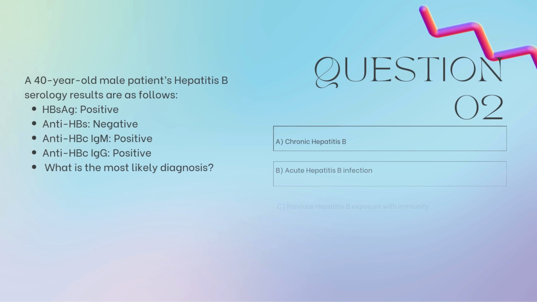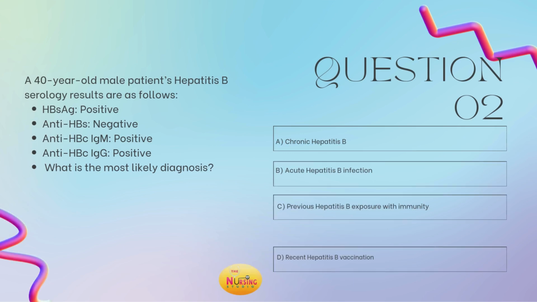All right, question number 2. A 40-year-old male patient, hepatitis B serology results are as follows. The HBsAg is positive. The anti-HBs is negative. The anti-HBc IgM is positive. And the anti-HBc IgG is positive. What is the most likely diagnosis? Is it A, chronic hepatitis B? Is it B, acute hepatitis B? Is it C, previous hepatitis B exposure with immunity? Or D, recent Hep B vaccination? Take a moment and tell me what you got in the comments, y'all.